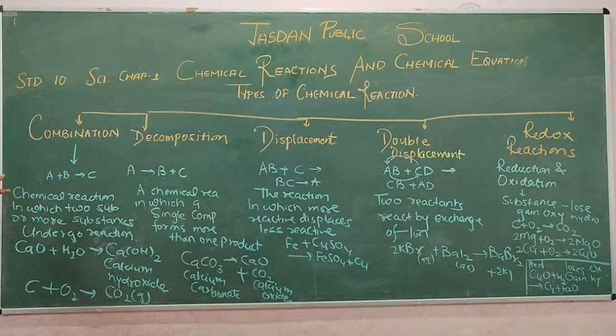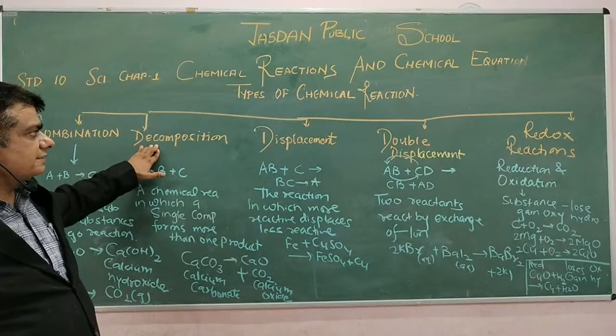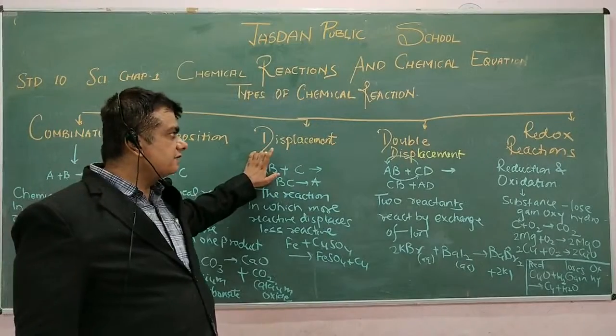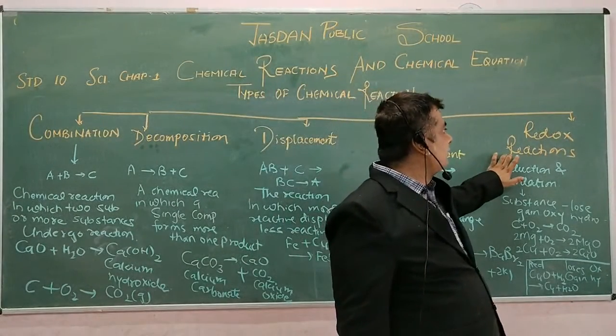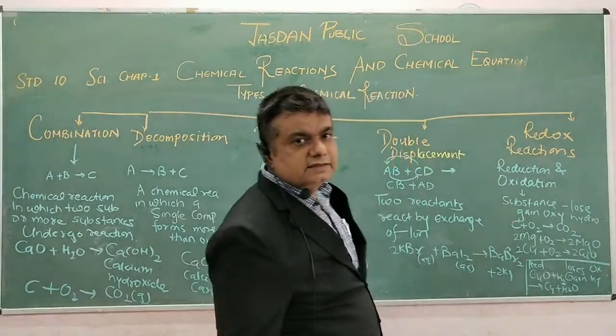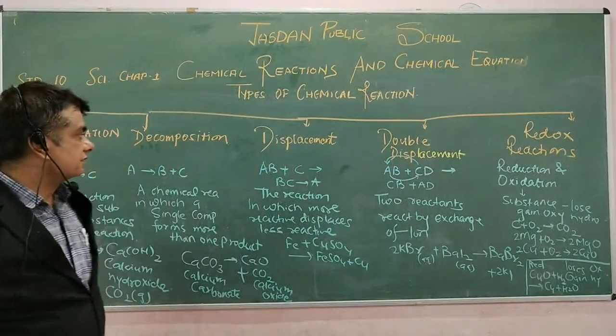Now we are coming to the last session, that is types of chemical reactions. Basically there are 5 types: combination reaction, decomposition reaction, displacement reaction, double displacement reaction and redox reactions. There are 5 basic types of chemical reaction.